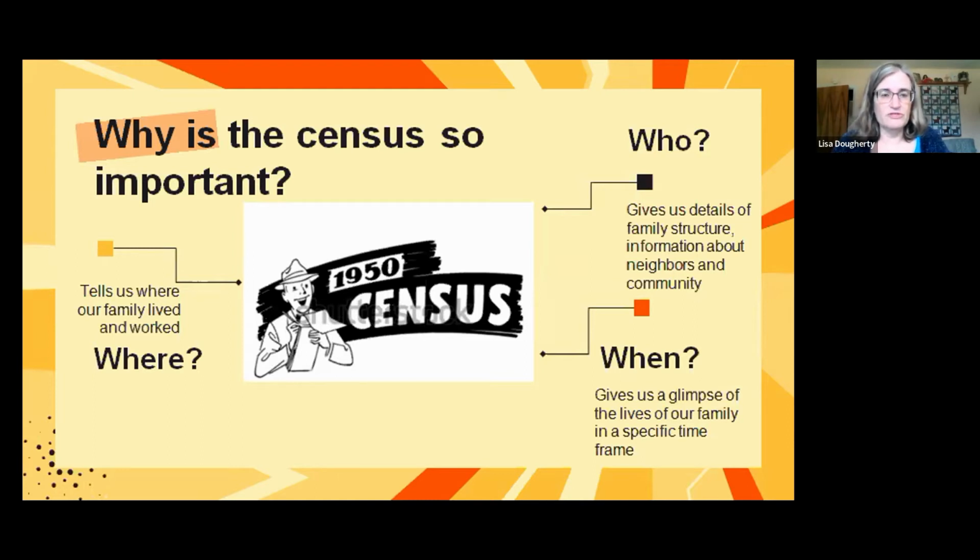So all of those can give us some sort of a feel as to the situation our family was in in 1950. Were they living in an area that was affluent? Were they living in an area that was not so affluent? What types of jobs and industries were they working in? So that gives us a little bit of an overview about the specific times that they were living in.